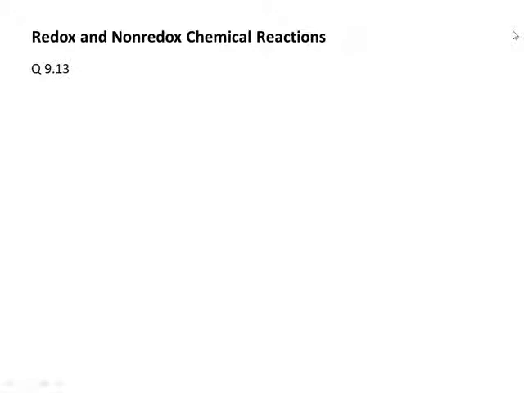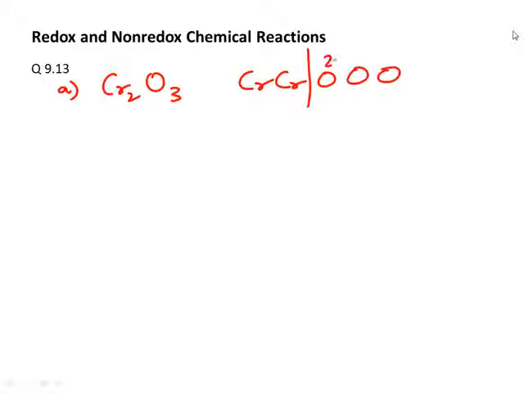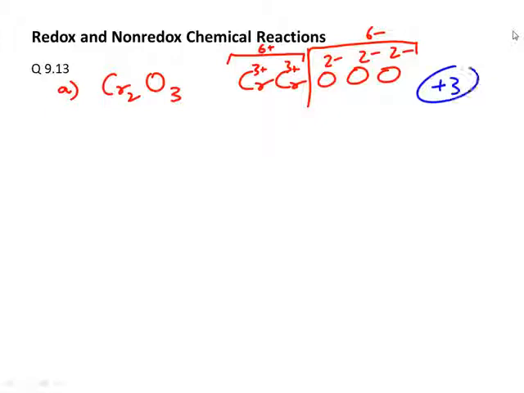Let's look at 9.13, same idea, but this time they're all ionic compounds, and once again, the idea is not going to change. So let's get started with Cr2O3. Let's think about it. Cr, O, O, and O. If each O is 2 minus, then the total negative is 6 minus, total plus has to be 6 plus, and therefore each chromium is 3 plus, which means that the oxidation state of chromium in this compound is plus 3.